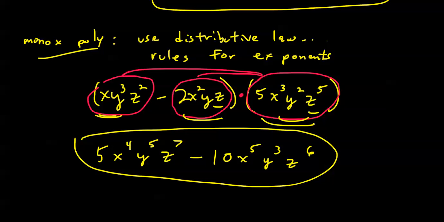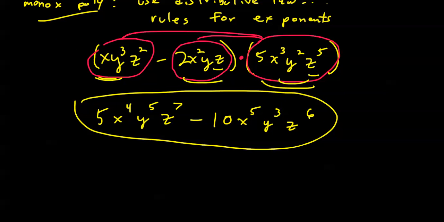Alright, so we can pretty much handle monomial times anything, assuming that we've got a piece of paper big enough. Let's go up the ladder and talk about binomial times binomial.